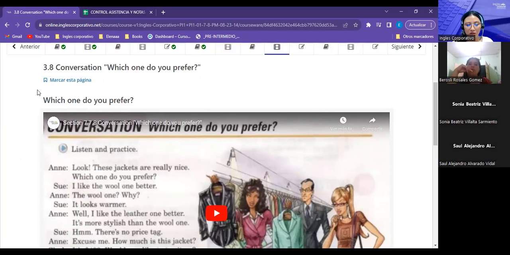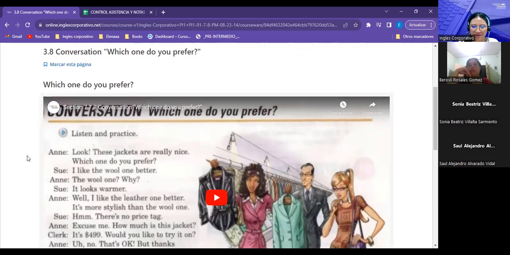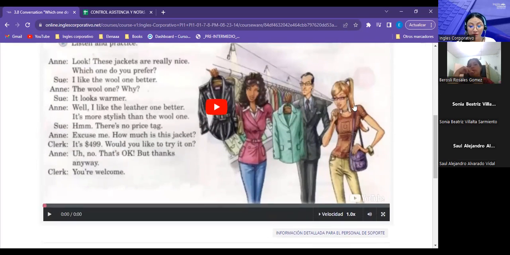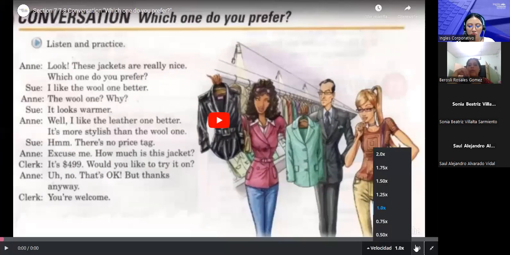Which one do you prefer? ¿Cuál prefieres? ¿De qué se trata la conversación? Remember, prefer. Prefer. That's prefer. Which one do you prefer?